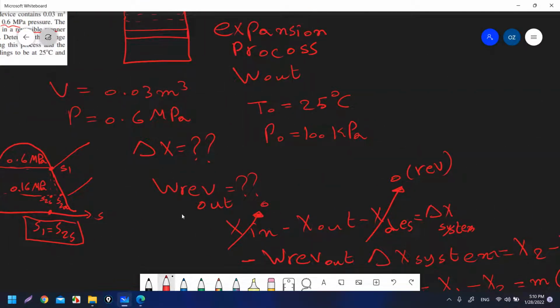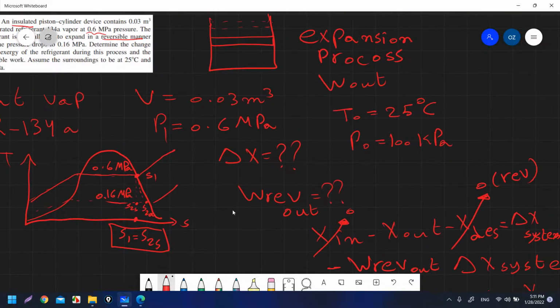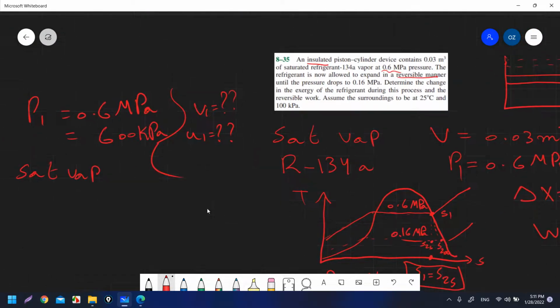What is the meaning of this? When you want to use the table, you have to already have two properties. For state 2, we have P2 is 0.16 megapascal. I don't have anything other than the pressure at state 2. I need another property at state 2 so I can find U2 and V2. But the information that I know is S1 equals S2s. That is why I also have to calculate S1, because I need to say that S1 equals S2s and use S2s with P2 to calculate the other properties at state 2. So I also need to find S1 at state 1.